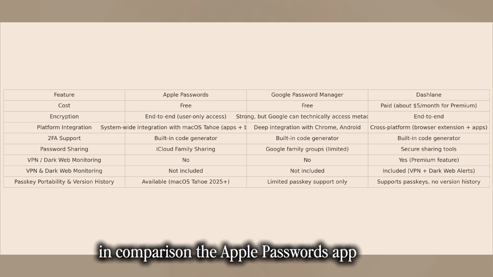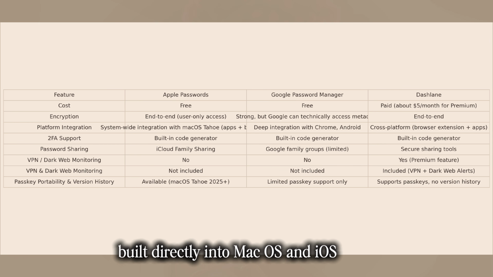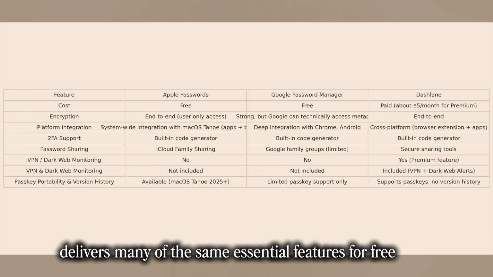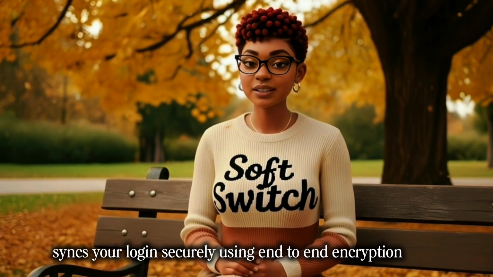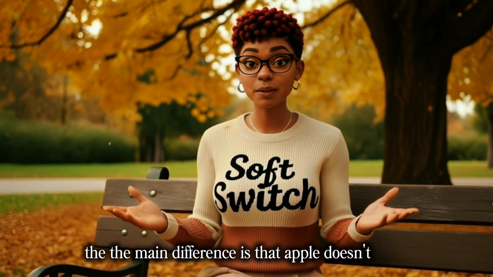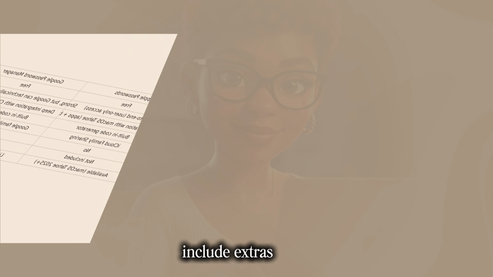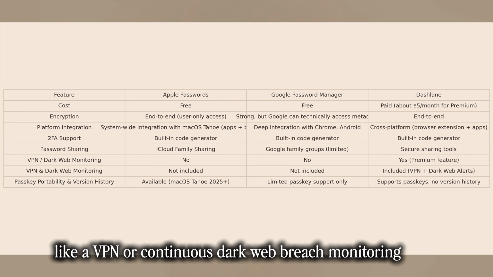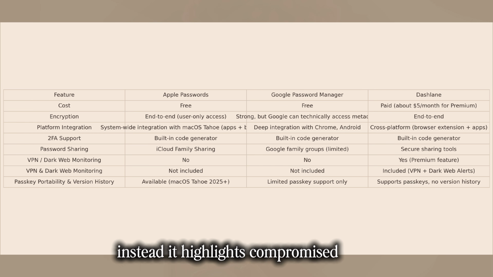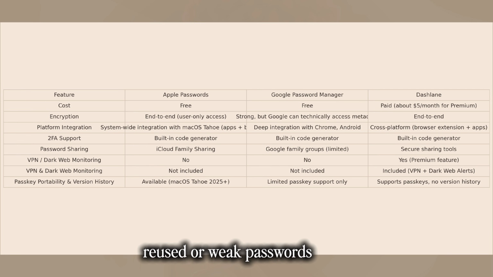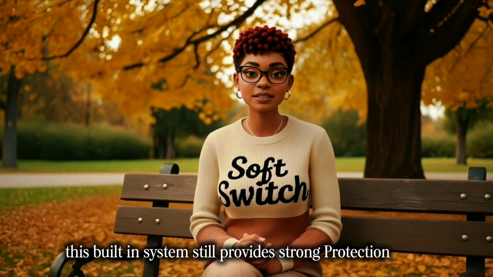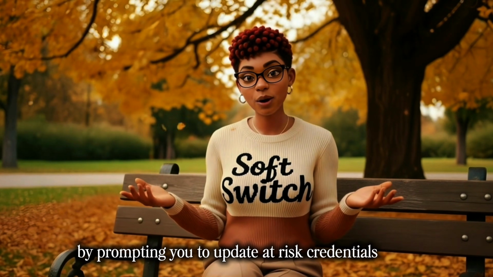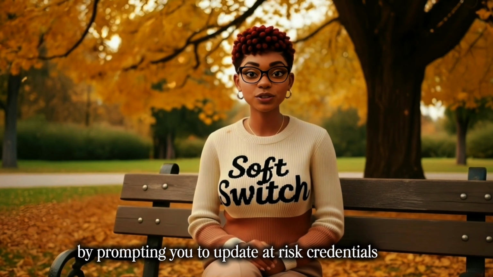In comparison, the Apple Passwords app built directly into macOS and iOS now delivers many of the same essential features for free, like supports two-factor authentication, syncs your login securely using end-to-end encryption. The main difference is that Apple doesn't include extras like a VPN or continuous dark web breach monitoring. Instead, it highlights compromised, reused, or weak passwords right inside its security recommendations panel. This built-in system still provides strong protection for most users by prompting you to update at-risk credentials before they become a problem.